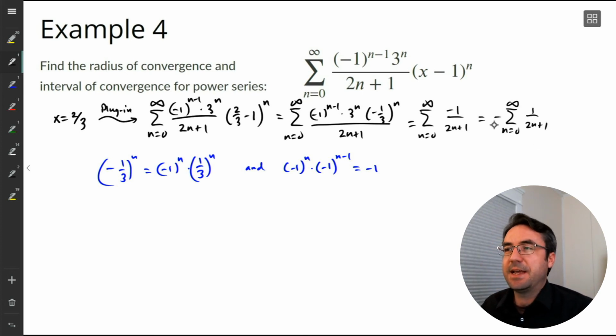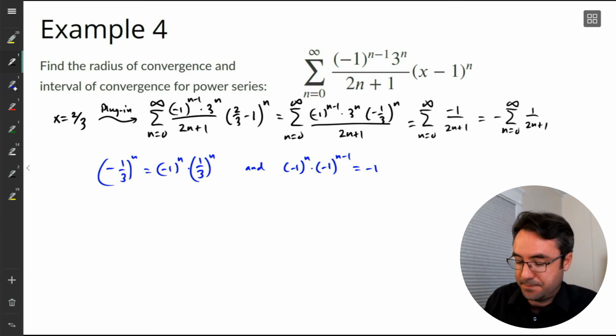So let's get that negative out of there. There's no n attached, so we can move it in front. And let's look at the convergence of this. To do this, it looks like a p-series. It's not quite a p-series because we have some extra stuff going on here in the denominator. So we have to use one of our comparison tests.